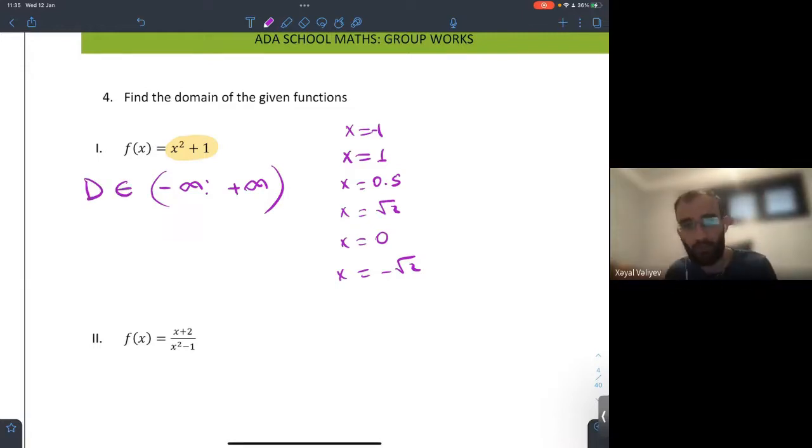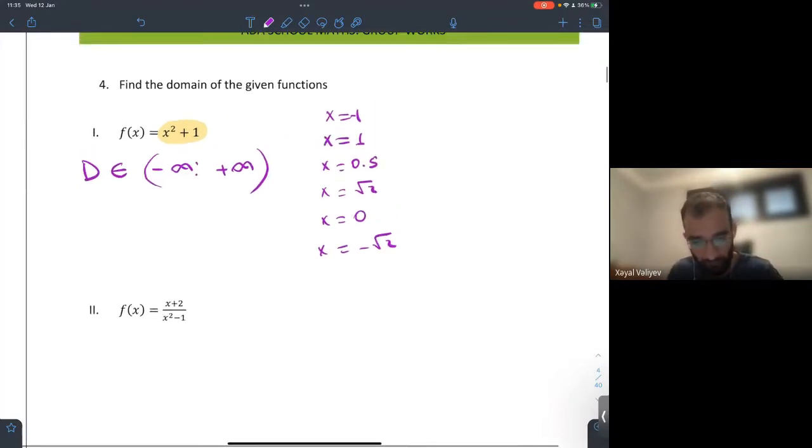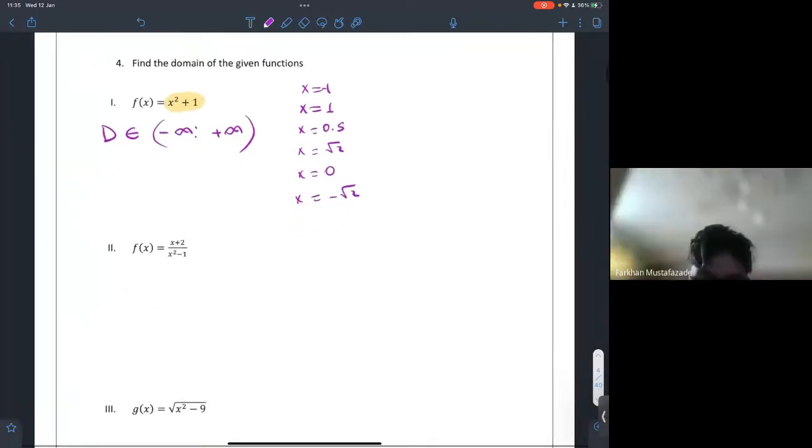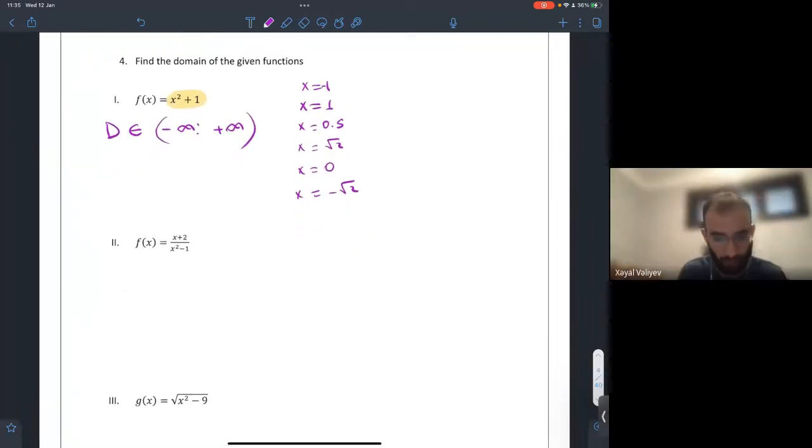I'm not talking about the range. Range is a completely different thing. Just talking only about the domain. So the domain for question 1, which is x squared plus 1, is clear. Yes, it's kind of based on logic.